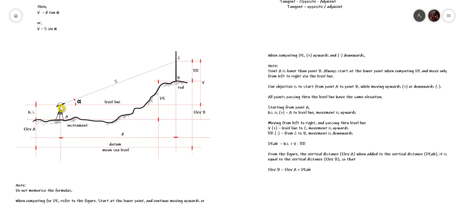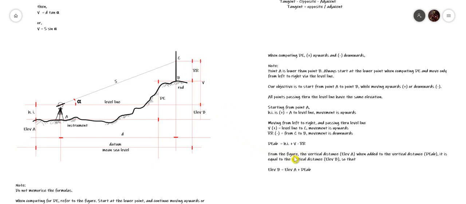Next, we move from left to right, and pass through the level line. V is plus, because from level line to C, movement is upwards. RR is minus, because from C to B, movement is downwards. The difference in elevation between A and B is equal to the height of the instrument, plus the vertical distance, and minus the rod reading.